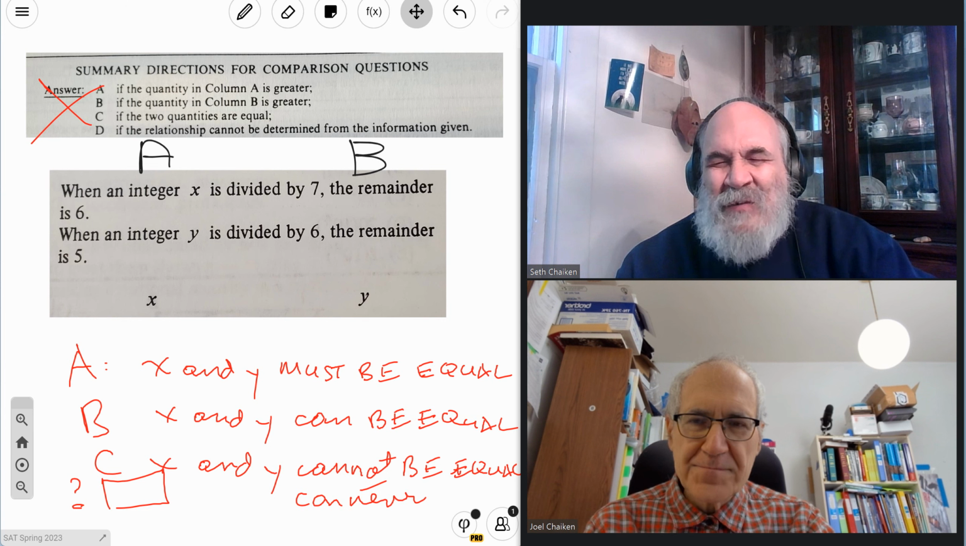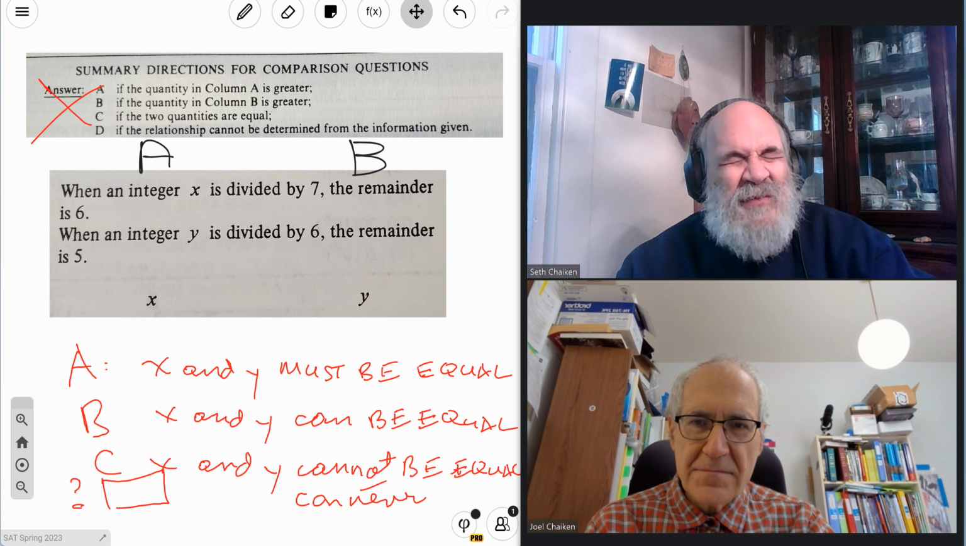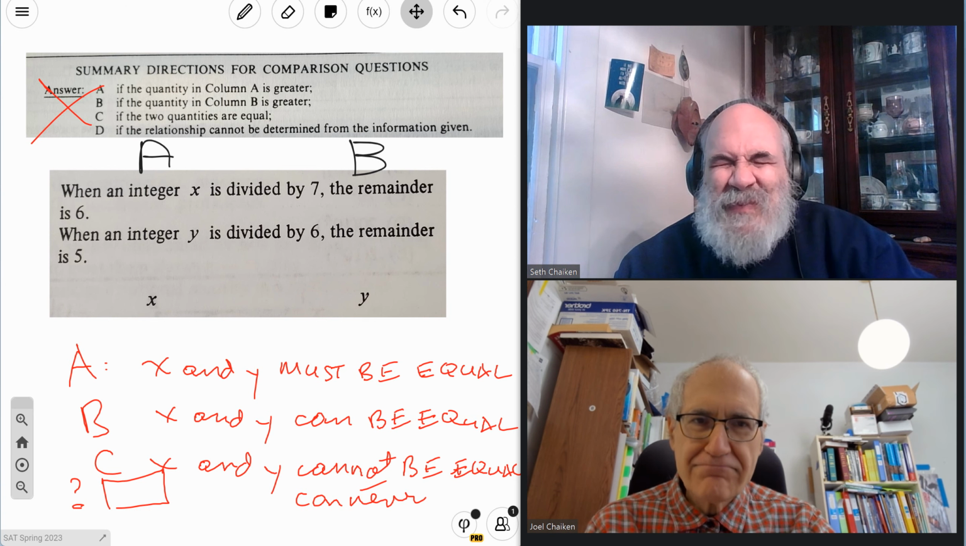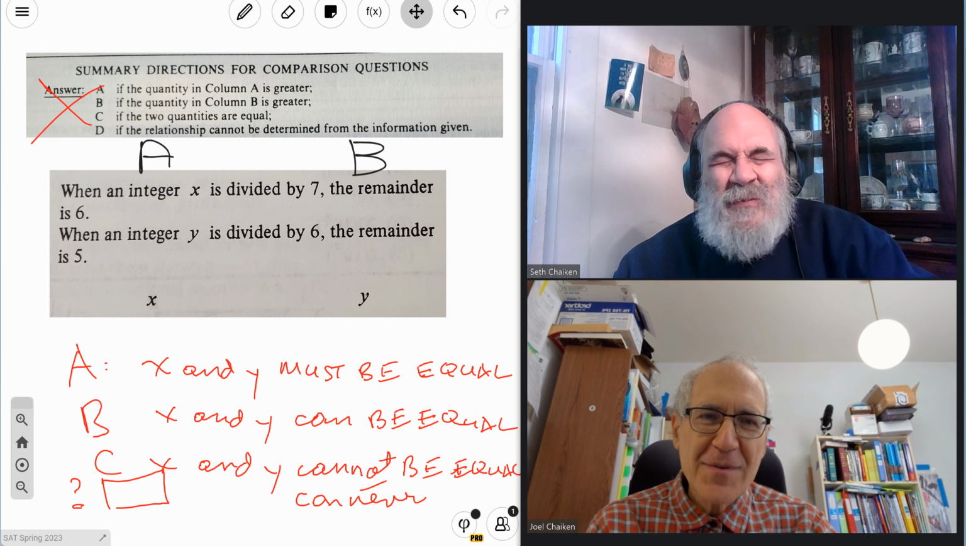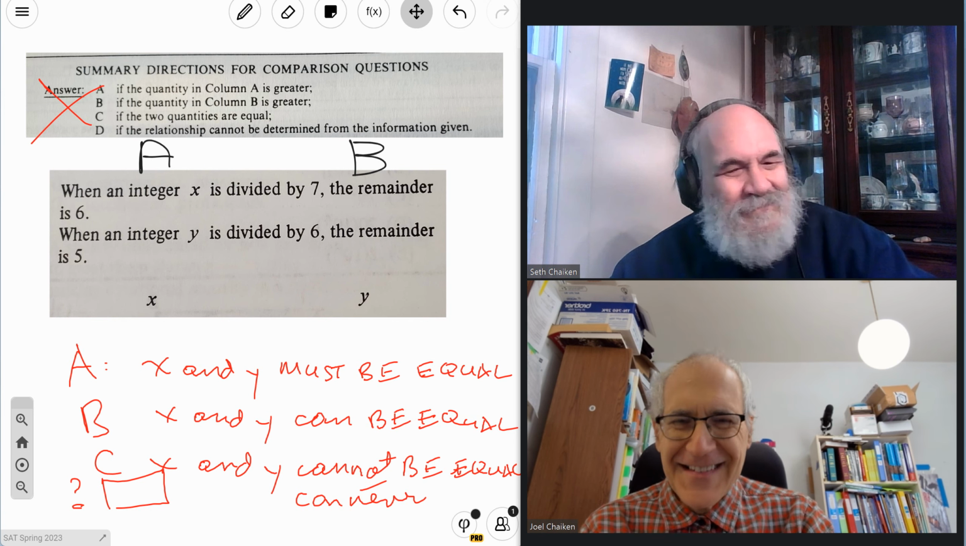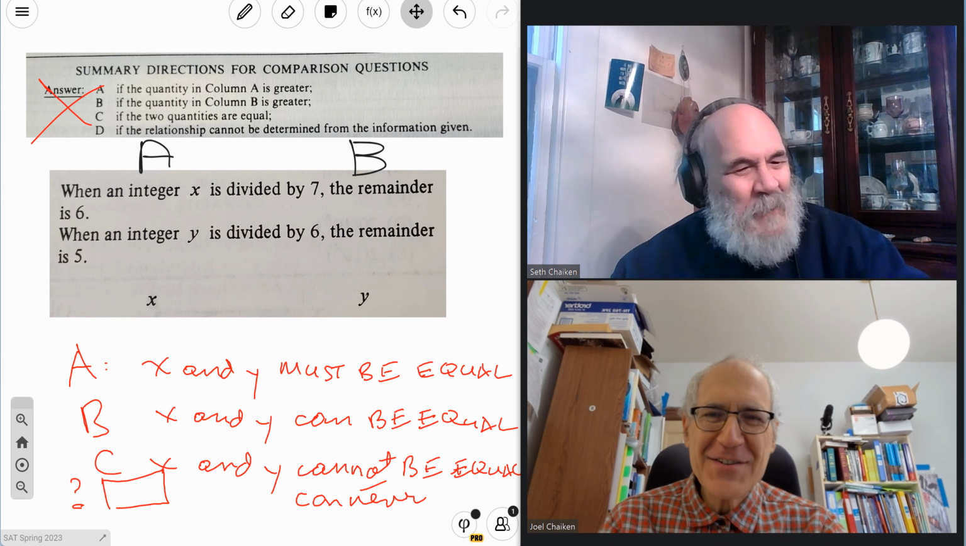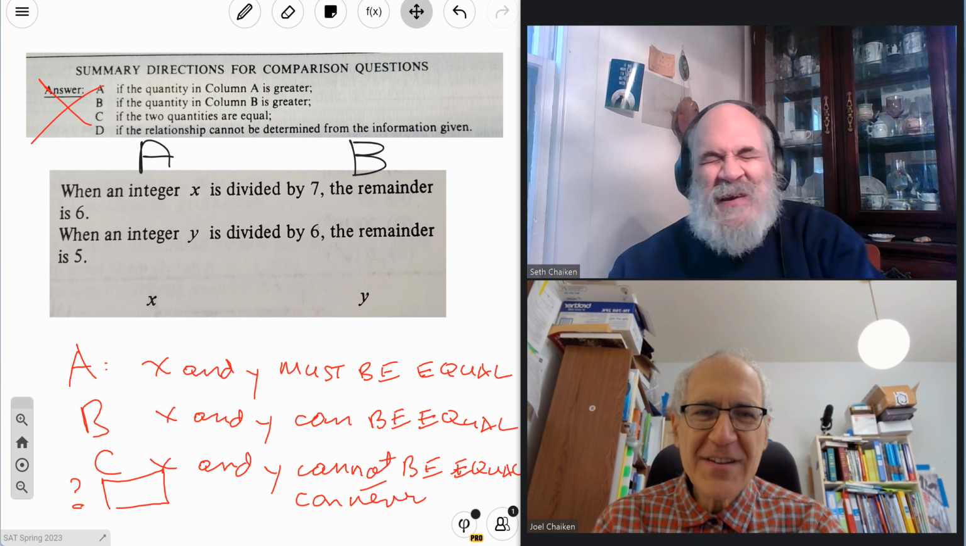Let X and Y both be the same number. There is a number which when you divide by 7, you get 6, and when you divide by 6, you get 5. Is it easy to find that number? No. So if you don't know the Chinese remainder theorem, this would be a struggle.